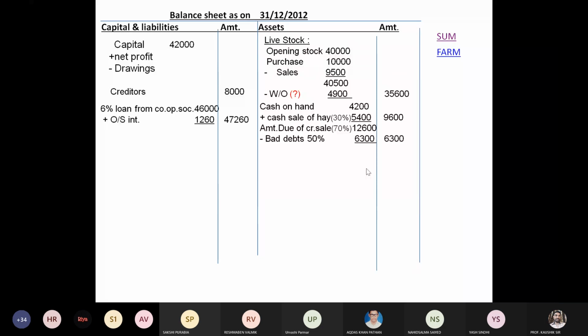Here, the second effect of the bad debts will be given on the debit side of the farm account, as an expense.